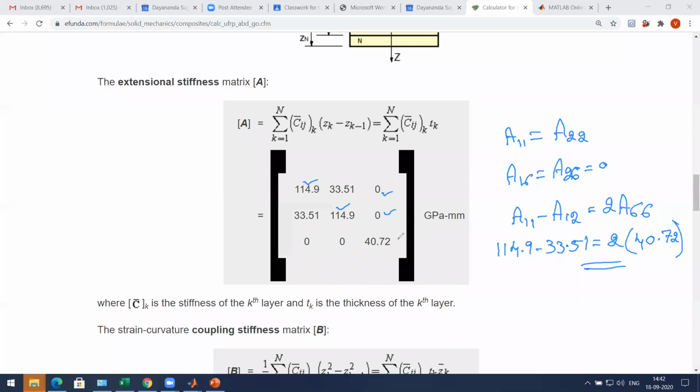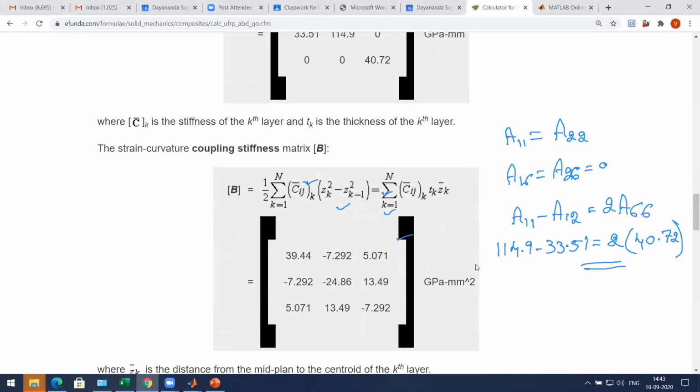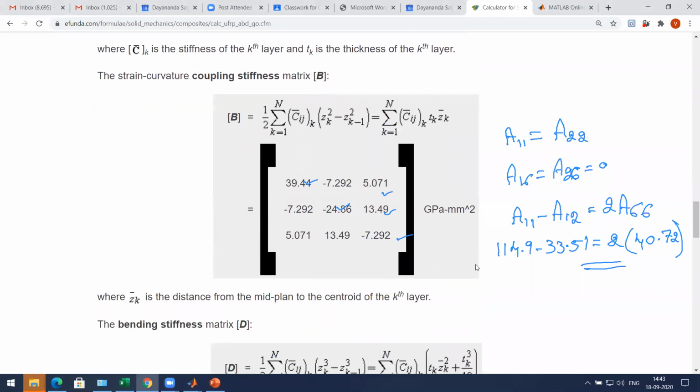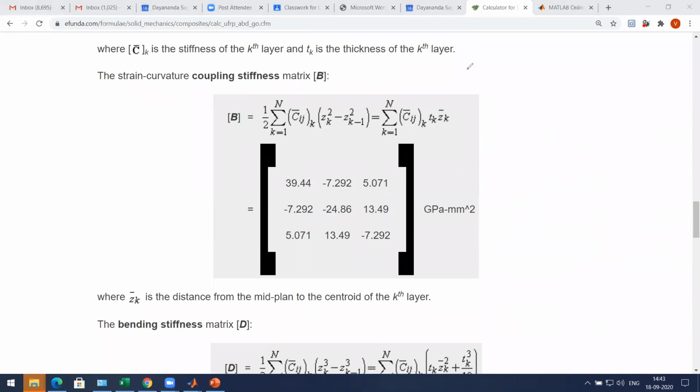Yes, sir. So we can call this a quasi-isotropic laminate because it's the same kind of behavior we saw in an isotropic material. So the A matrix is behaving like isotropic. What about the B matrix? It's varying, sir. It's varying. It's not 0.